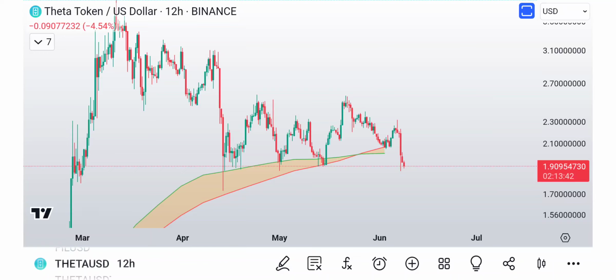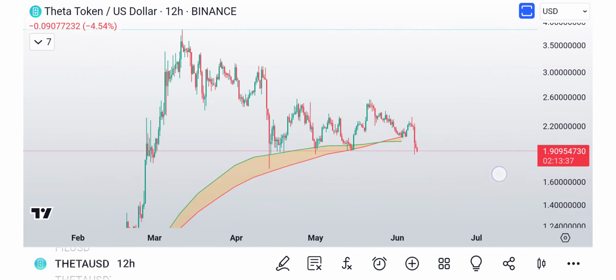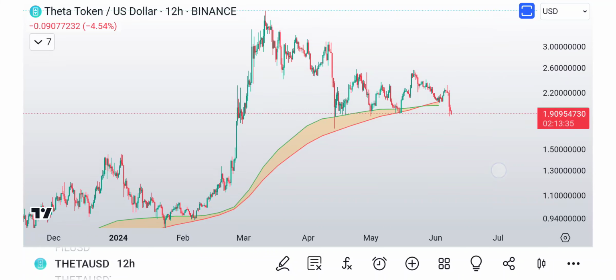I'm not saying this idea is going to work, but it would make sense to me, because you always want to think like a market maker. How can you trap people? How can you shake out all the weak hands? Well, you develop these sort of patterns here.